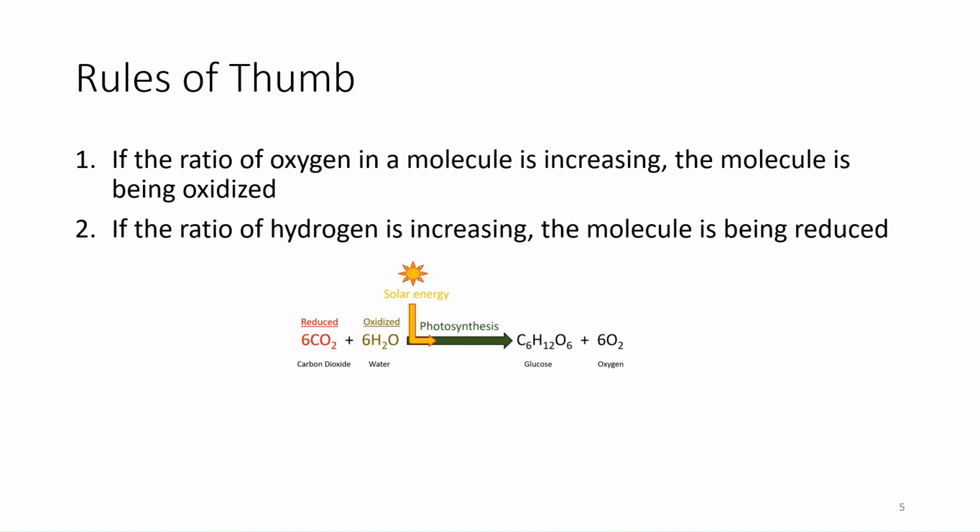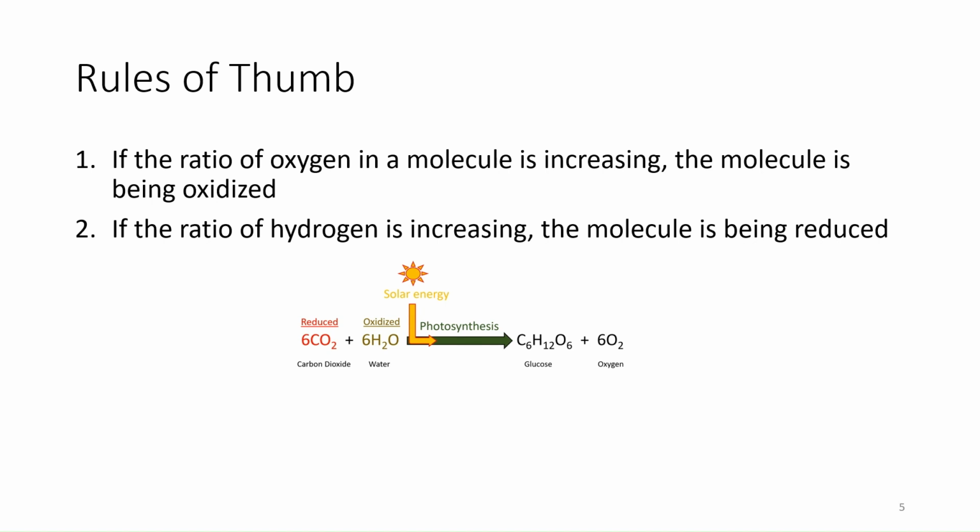Additionally, we can confirm this by looking at the hydrogens. Remember, rule number 2 says if the ratio of hydrogens increases, the molecule is being reduced. CO2 has no hydrogens, and glucose has 12. So we've double confirmed that this is being reduced. So CO2 is reduced. And if we look at water, H2O, we have 2 hydrogens to 1 oxygen.